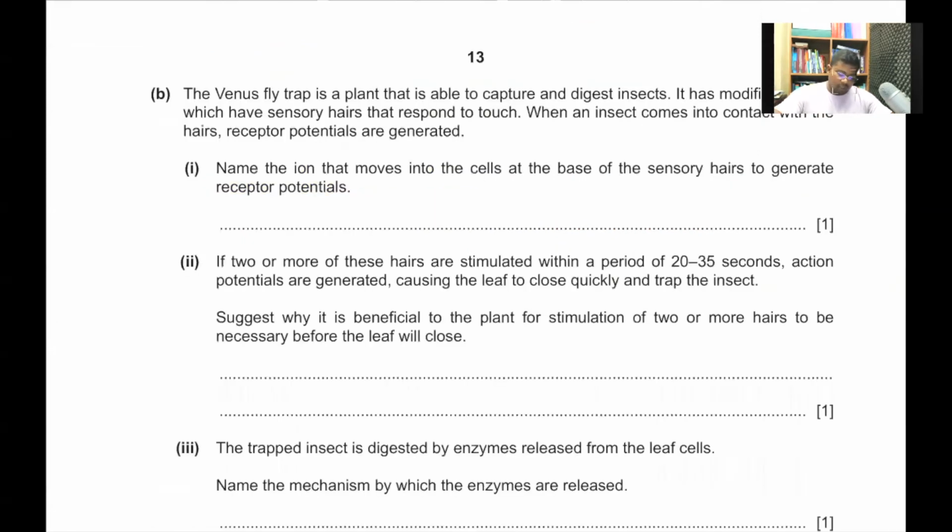Part B. The Venus flytrap is a plant that is able to capture and digest insects. It has modified leaves which have sensory hairs that respond to touch. When an insect comes into contact with the hairs, receptor potentials are generated. Name the ion that moves into the cells at the base of the sensory hair to generate receptor potential. So in Venus flytrap, the ion that moves into the cell at the base of the sensory hair is calcium ion.